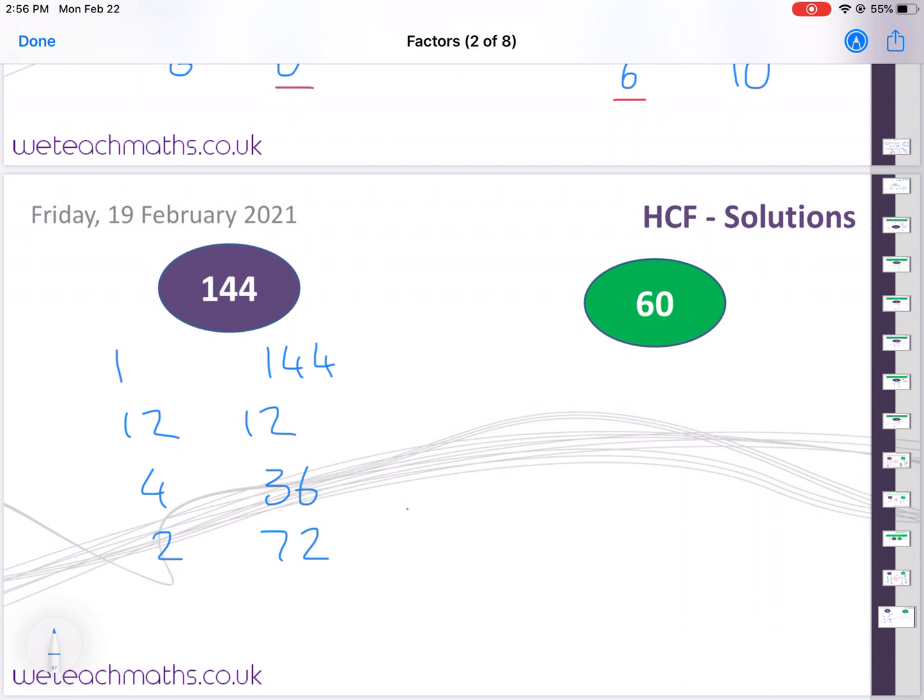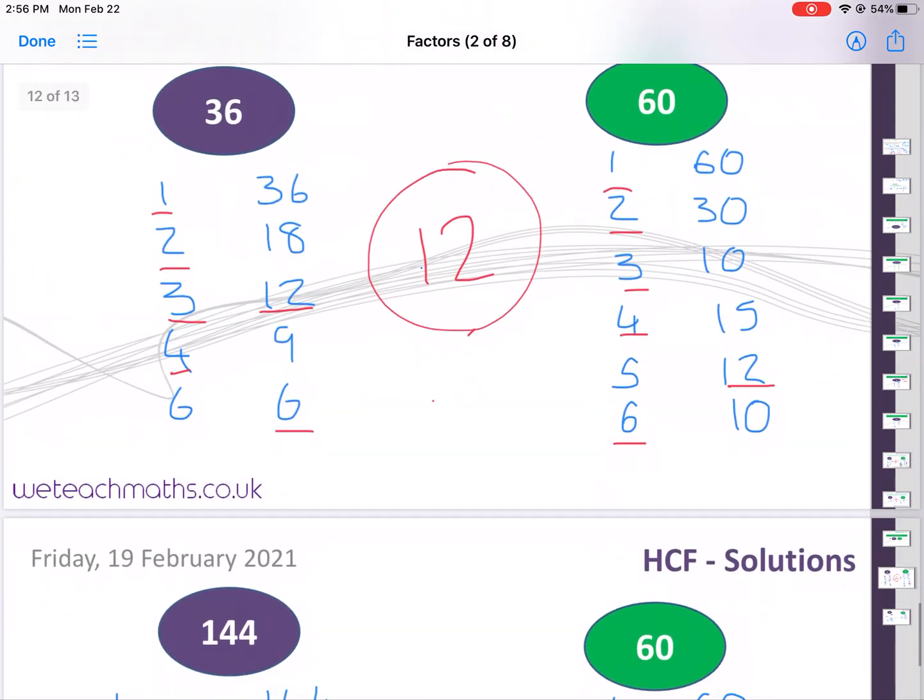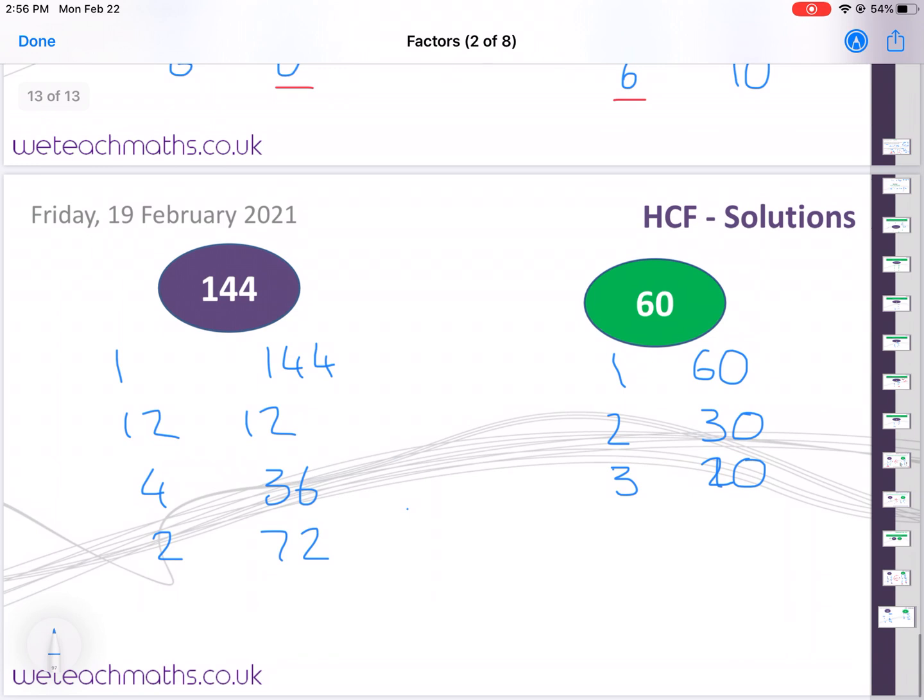Okay, so we'll try 60. 1 and 60. 2 and 30. I've already got those ones from up above as well. So 3 and 20, which I think I missed from above. It should be 20 in there, not 10. 4 and 15. 5 and 12. 6 and 10 again, wasn't it? And then, no, 8, 9, 10.